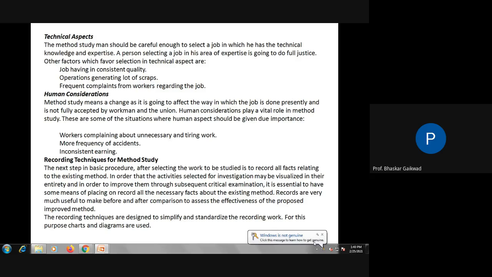Then workers' complaints are there about unnecessary work. If we give that to the workers, the workers will become bored. So as much as possible we can avoid this. Then this is about the selections. Okay. Then the recording technique is there.